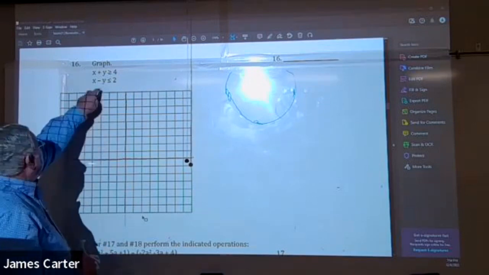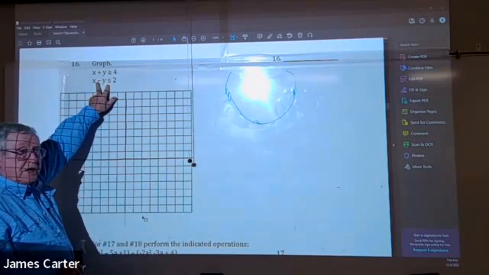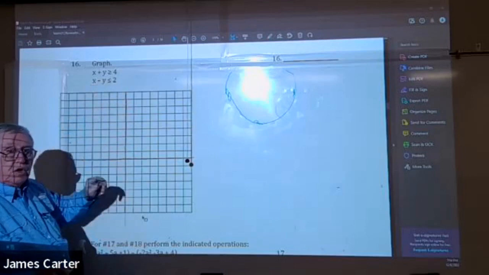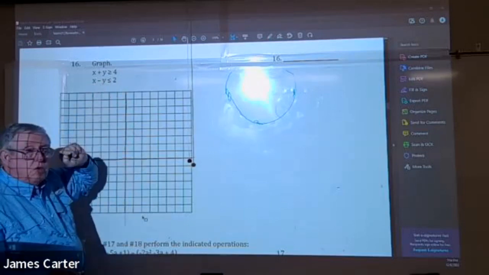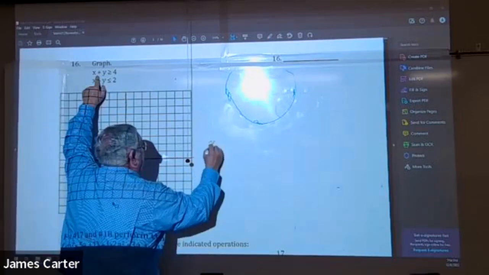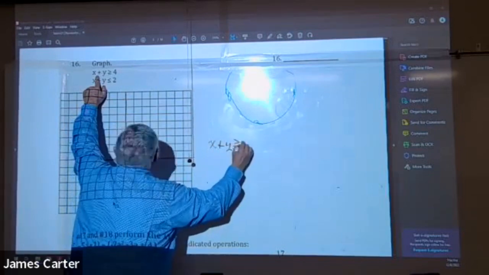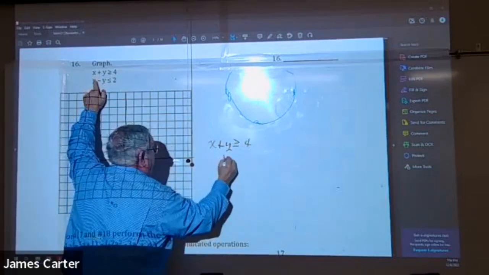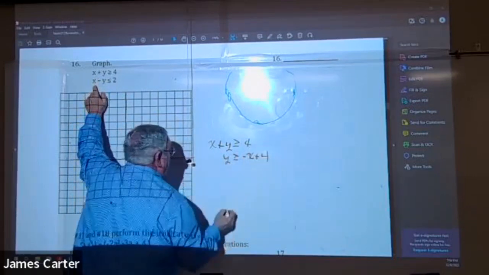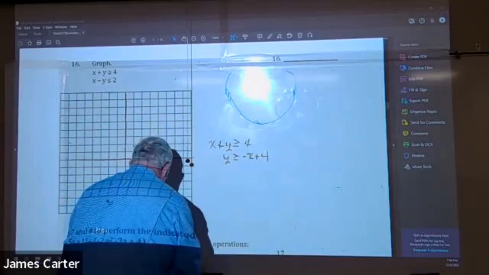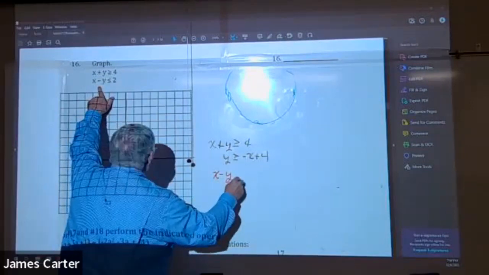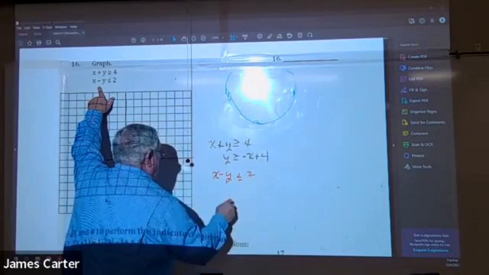Okay, now, neither one of these is in y-intercept format. To read whether you shade above or below or left or right, you need to put these in y equals mx plus b format. So let's do that. x plus y greater than or equal to 4. So y greater than or equal to negative x plus 4. Okay. The other equation, x minus y less than or equal to 2.